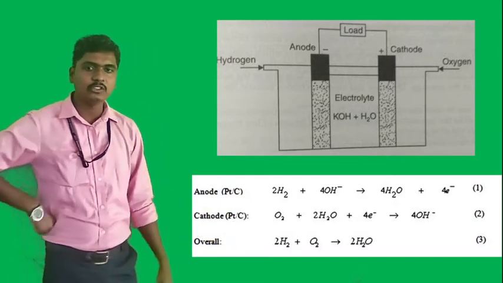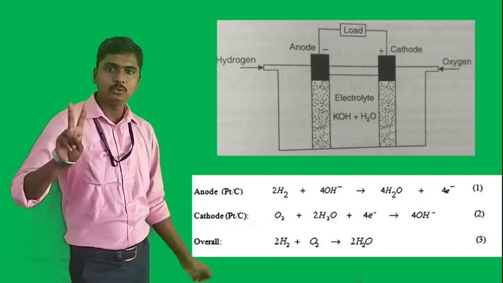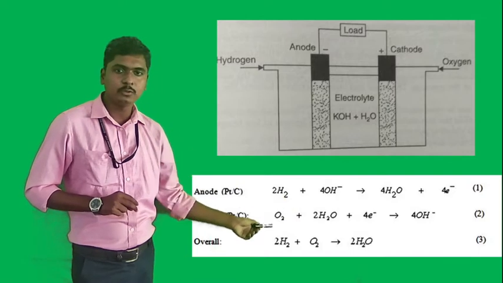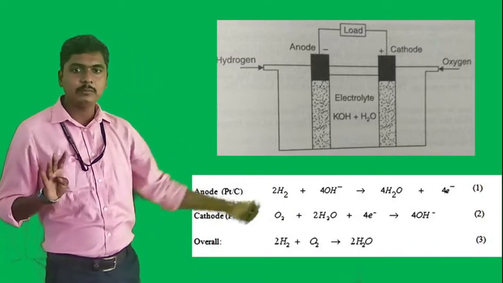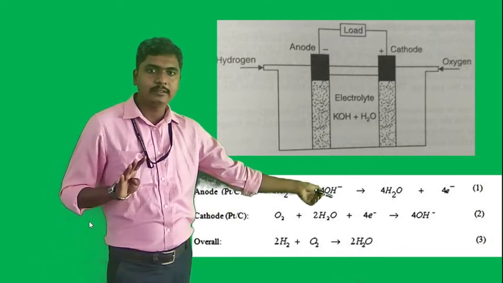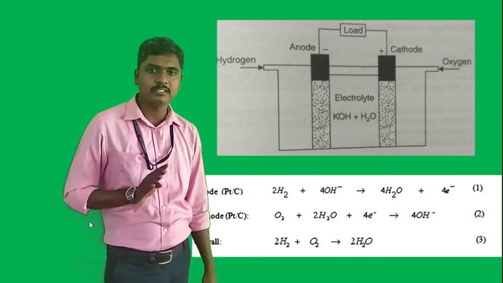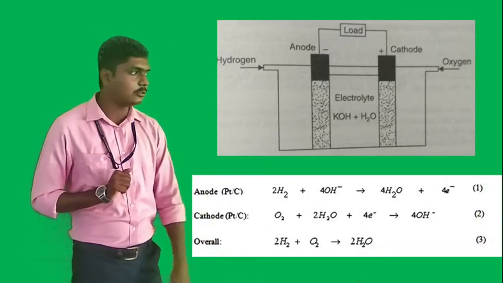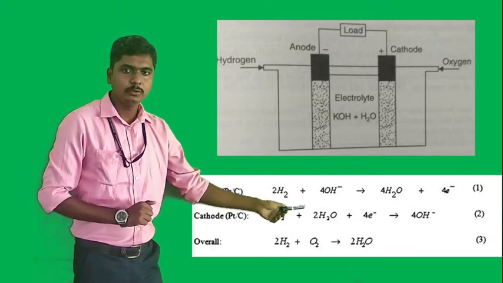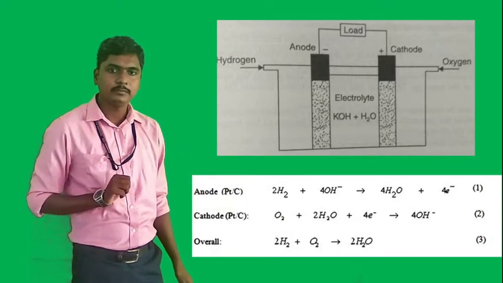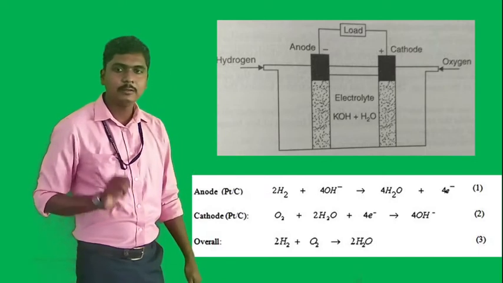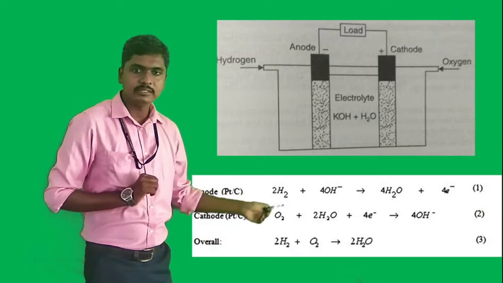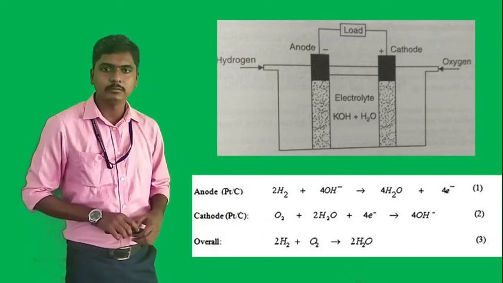On the left hand side, how many oxygens are there? Here O2 means 2 oxygen and 2H2O means here also 2 oxygen. So 2 plus 2, 4 oxygen. On the RHS, how many oxygens are there? 4 OH minus means 4 oxygen on the RHS also. So oxygen is balanced. Now come to hydrogen. On the left hand side, how many hydrogens are there? 2H2 means 4 hydrogen. On the right hand side, 4 OH minus means 4 hydrogen. Clear? So this is a chemically balanced equation.